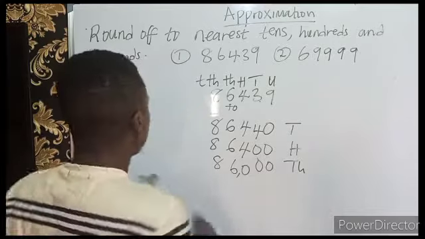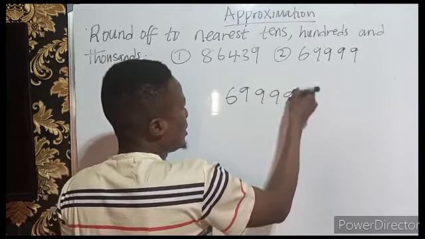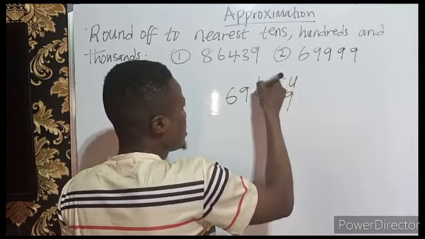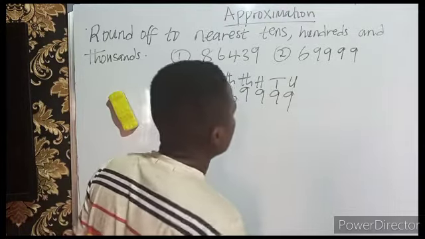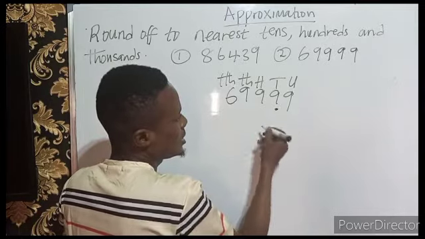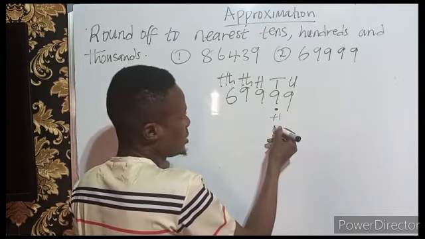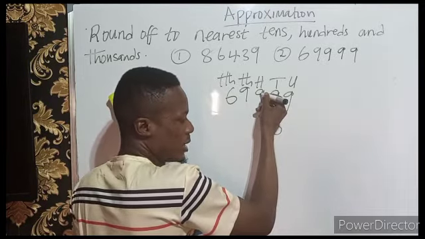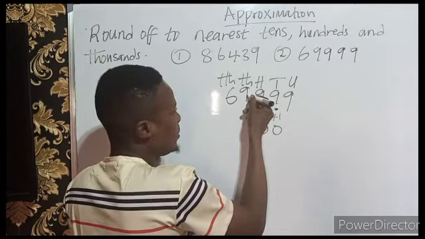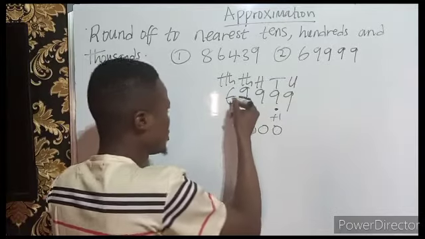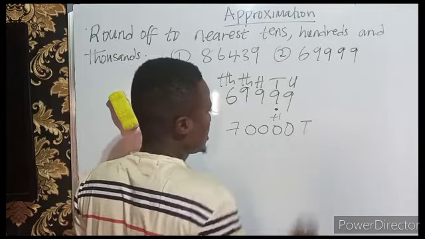Okay, so let's take the second one. In the second question, we have 69999. Here is unit, here is tens, here is hundred, here is thousand, and here is tens of thousand. So for the nearest tens, this is my target for tens. This is up to 5, I'll add 1. When I add 1 to 9, it becomes 10. You write 0, carry 1. Transfer that 1 to this 9. 9 plus 1 is 10. Write 0, carry 1. Transfer the 1 to this 9. 9 plus 1 is 10. You write 0, carry 1. Transfer the 1 to 6. It becomes 7. So this number turns to 0 to the nearest tens.